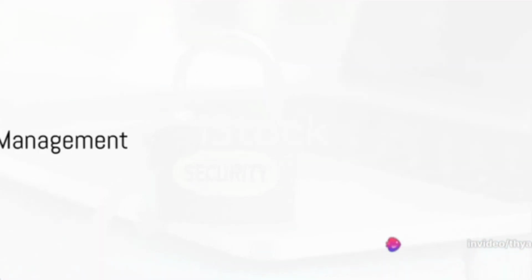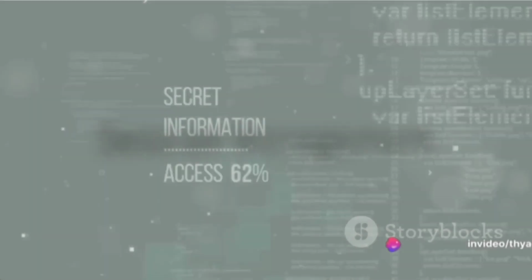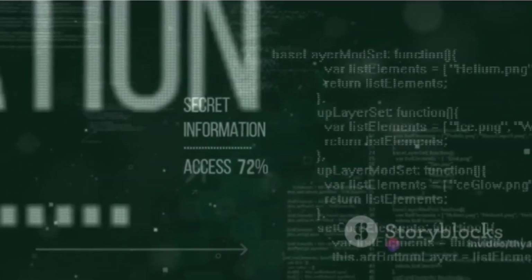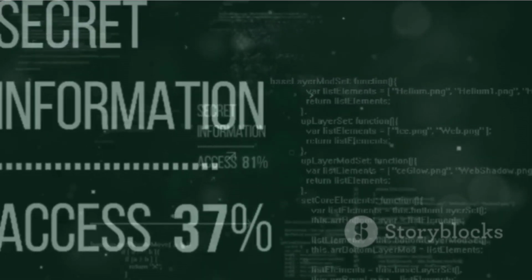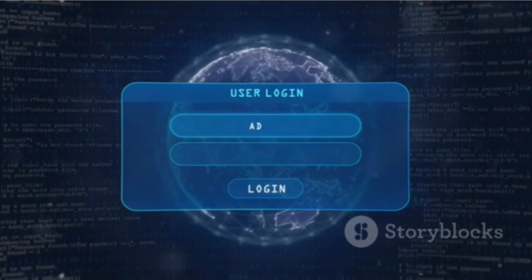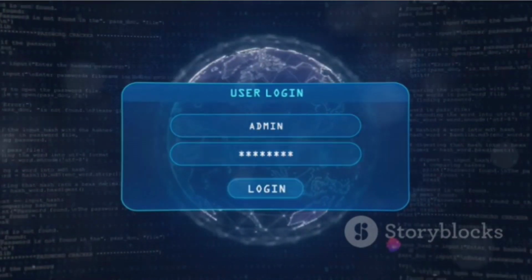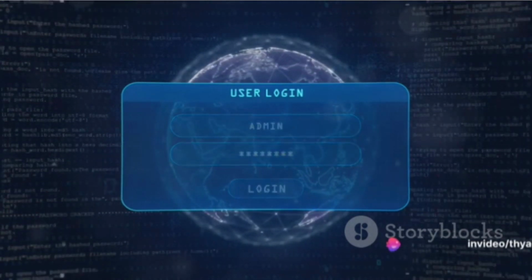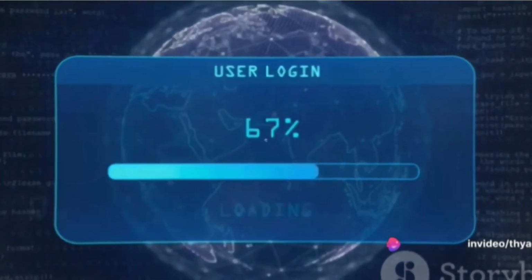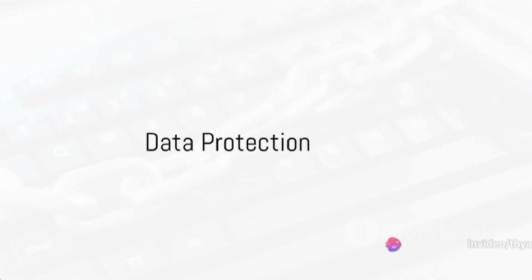Item 4. Session management. Here we assess the session timeout, session tokens, and how session data is handled to prevent session hijacking. A website that doesn't invalidate a user's session after a certain period of inactivity is a prime candidate for session hijacking.